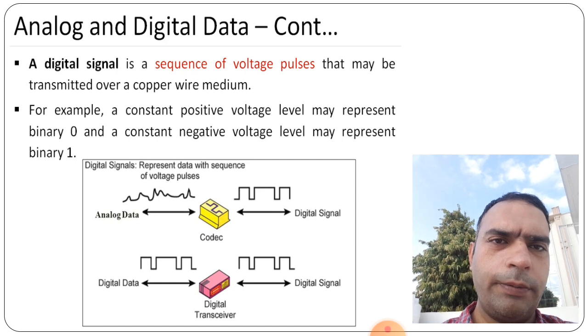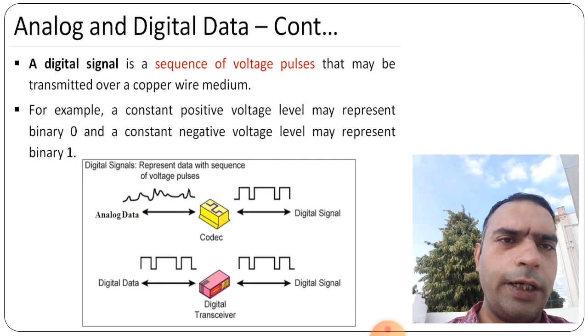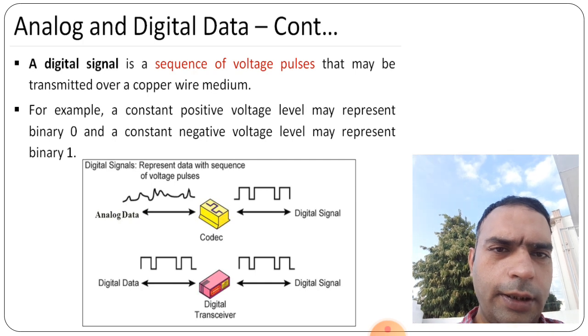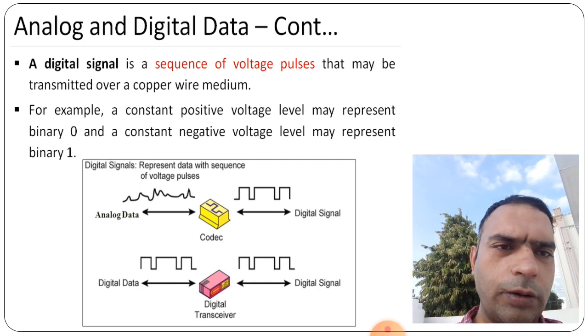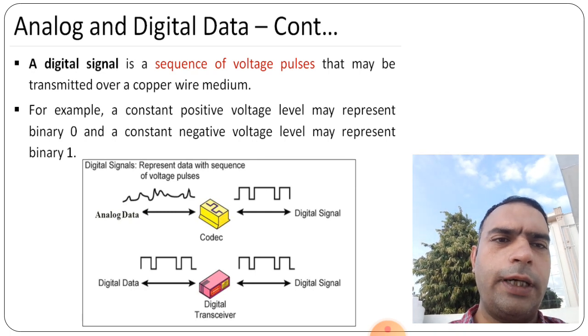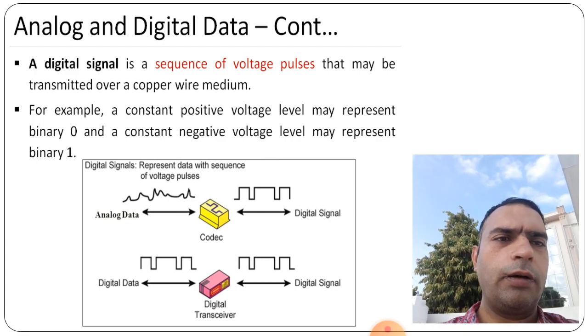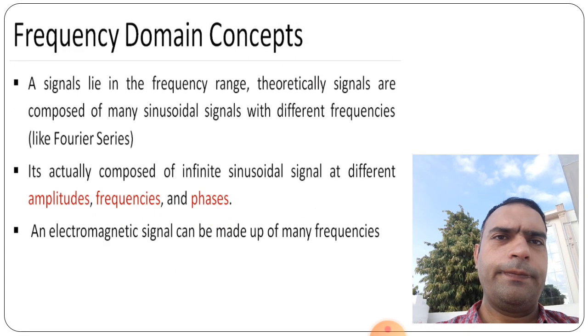So here at the bottom, a codec is given, which receives the analog data and converts it into a digital signal. Similarly, this is also done by the digital transceiver, which receives the digital data and sends the digital signal towards the transmitters or receivers, we can say.